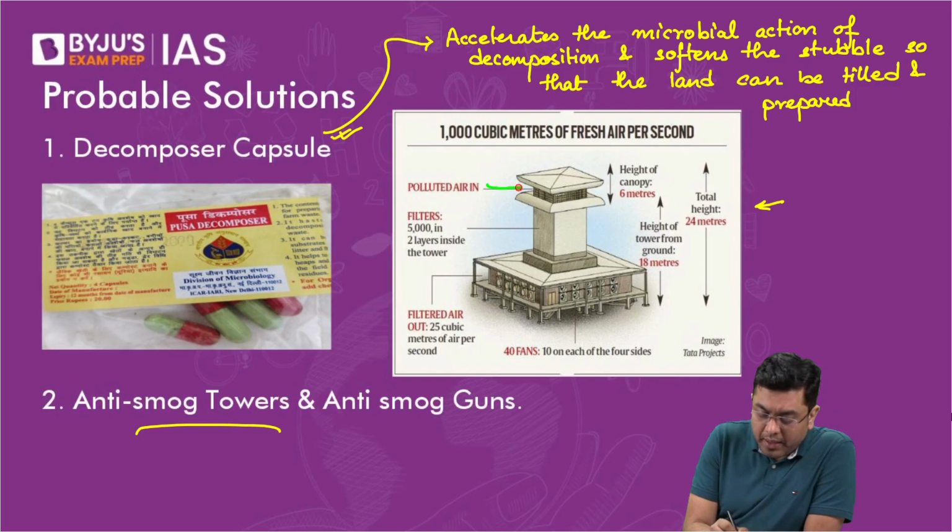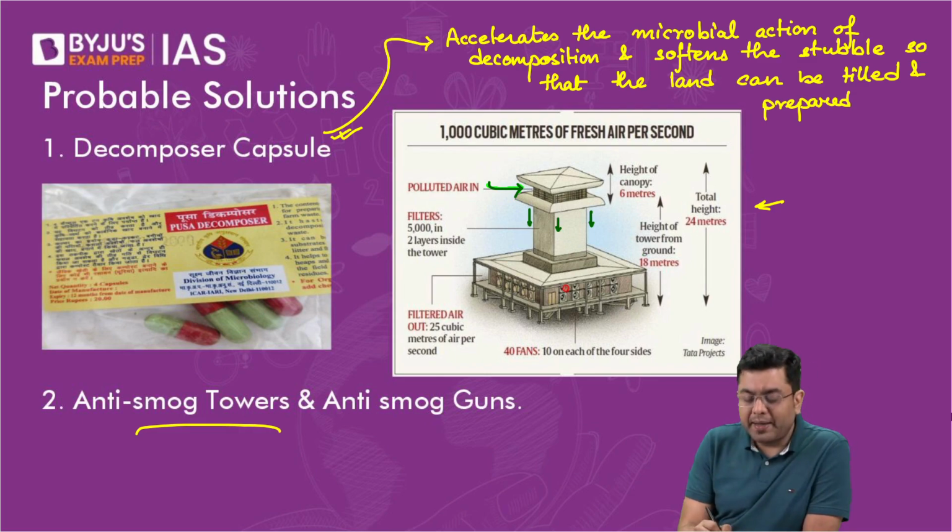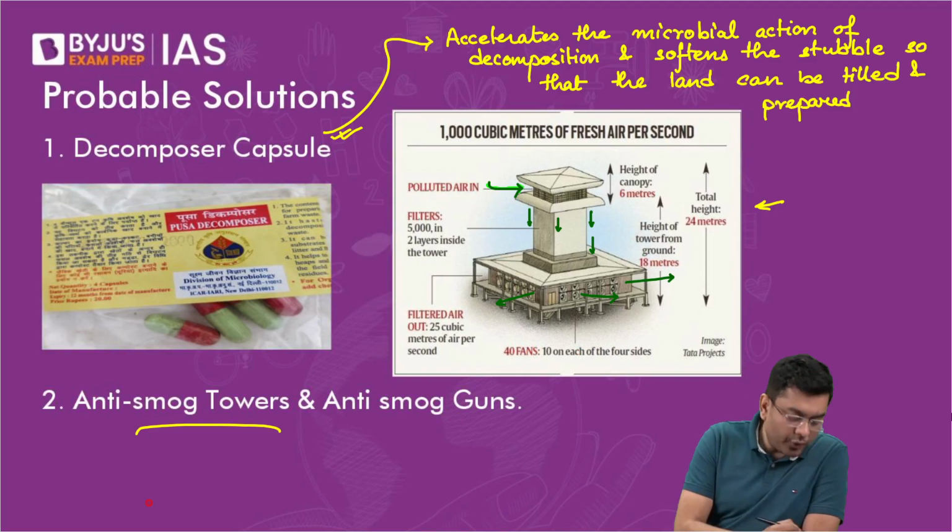From a higher elevation, polluted air is sucked in. Now here in this tower, you will have a significant number of filters, and the air will be pushed through. So all the various pollutants, solid particles, contaminants, etc. will be trapped by these filters. Eventually, as the air becomes cleaner, that is where the air is then pumped out.